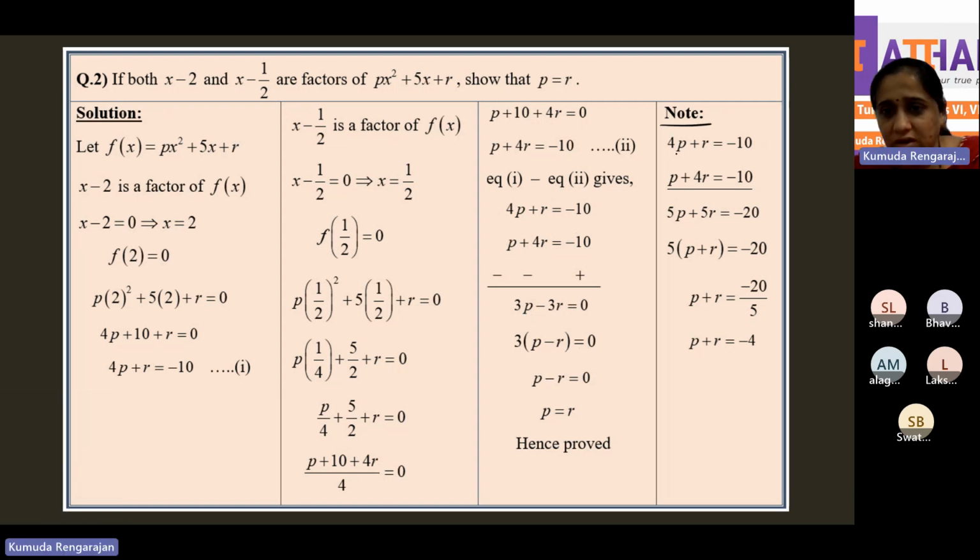So this is what we have to prove. This note is just for you to understand what will happen if you add. Instead of subtracting, if you add, what is the result you will get? So when you add, you get 5p plus 5r is equal to minus 20. 5 is common. p plus r is equal to minus 20 by 5. p plus r is equal to minus 4. Both are correct. But we have done this because we have to prove this one.